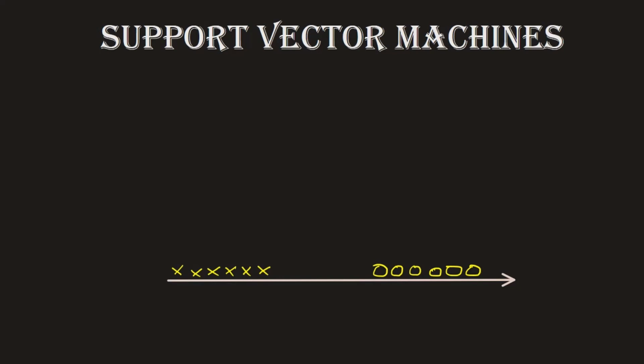Support vector machines are one of the strongest machine learning algorithms and perform really well in terms of classifying between multiple classes. So let's go ahead and see how the algorithm actually works and what the pros and cons of using this technique are.